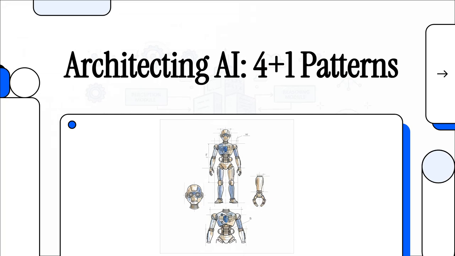Today, we're going to tackle a problem every AI developer faces: how to transform those fragile proof-of-concept scripts into truly scalable, robust systems. We'll be using a framework I call Architecting AI, the 4+1 patterns, to move from that initial chaotic code to clean, enterprise-grade software.